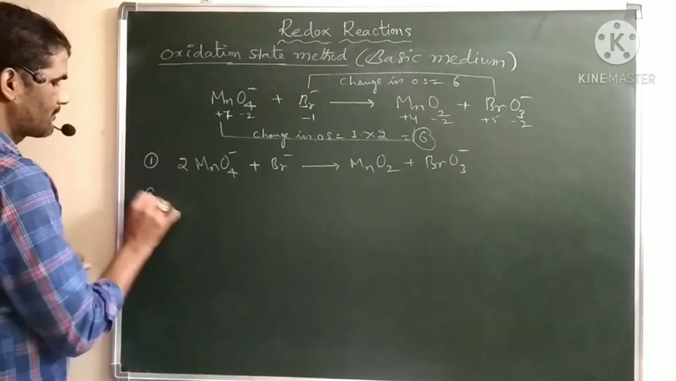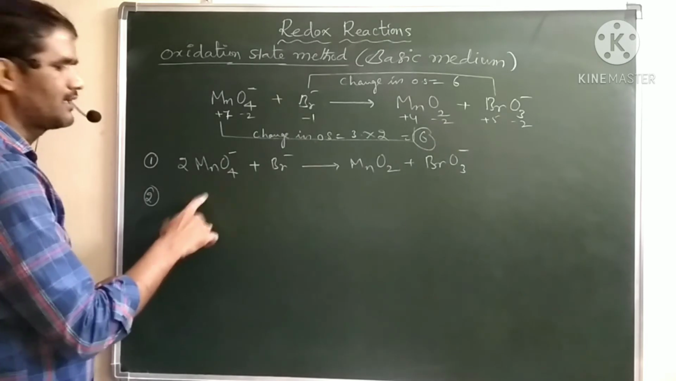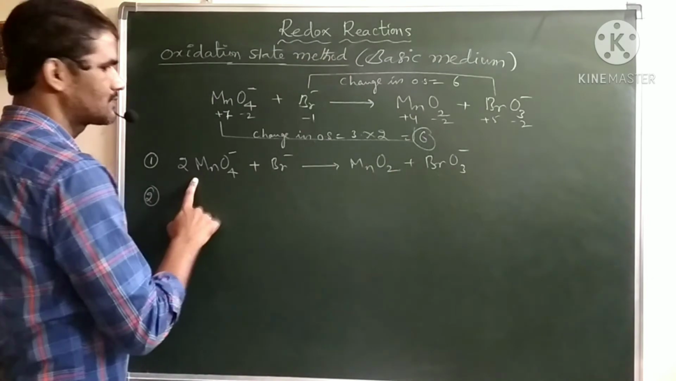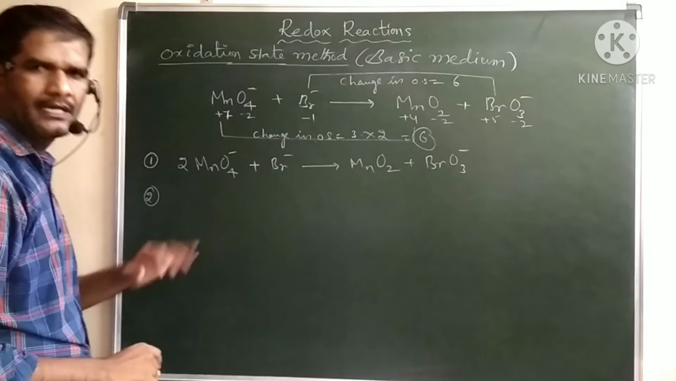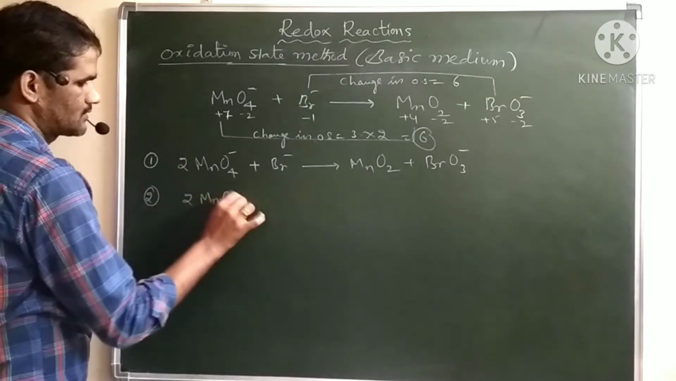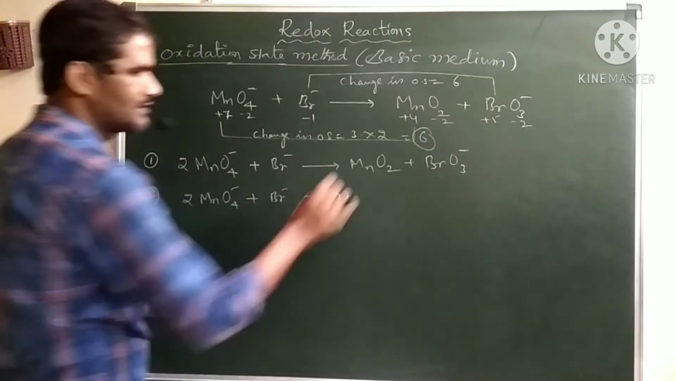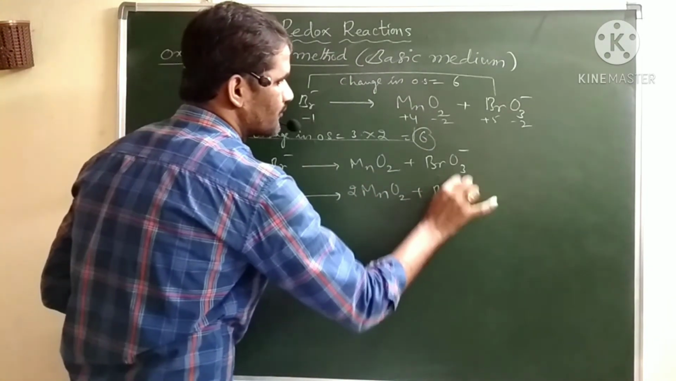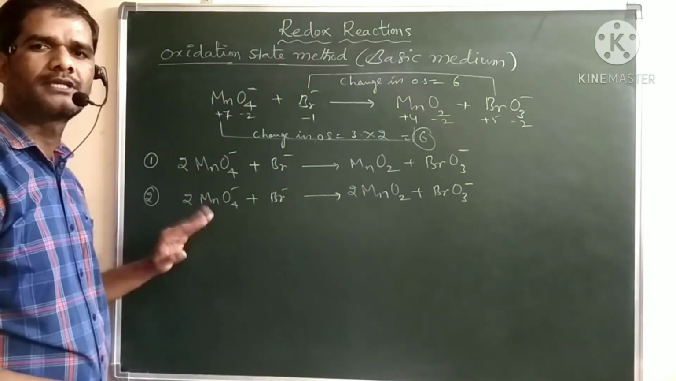And the second step, balancing of elements except oxygen and hydrogen. Elements what are there here except oxygen and hydrogen? Manganese and bromine. Here 2 manganese are there, here only one is there. And bromine here one is there and right side also one is there. Bromines are balanced and we have to balance the manganese. So this part is as it is. Here we just have to take 2. So now in the second step, all elements are balanced except oxygen and hydrogen.